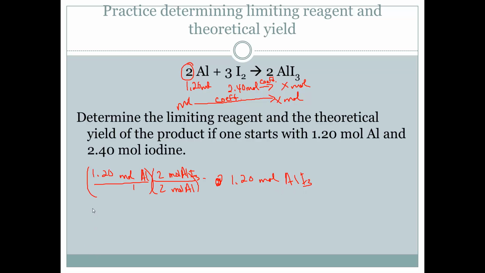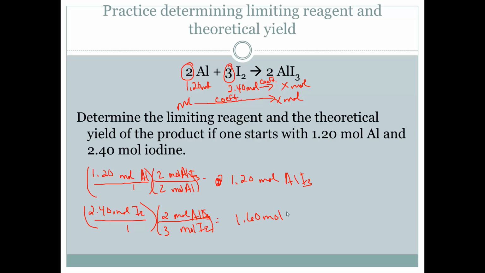We're going to do the exact same thing for the iodine. So 2.40 moles of iodine over 1. Moles of iodine on top, so we're going to put moles of iodine on the bottom. The coefficient for iodine is 3. Then we're going to use 2 moles of AlI3 on top, because that's the coefficient for AlI3. So 2.40 times 2 divided by 3 comes out to be 1.60 moles.